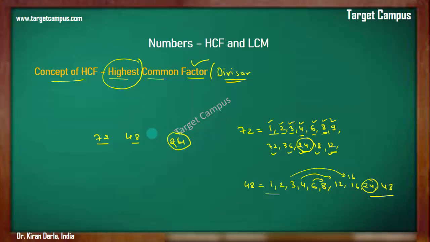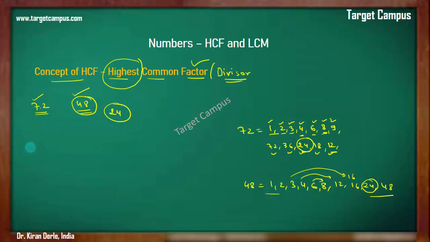I hope you are getting this point. Now, how to calculate HCF? If you have small numbers in front of you, you can just check for a small number. This number cannot divide this, then divide by 2, so you get 24. Yes, 24 can divide this and this. This is our HCF. I hope you are getting this point.